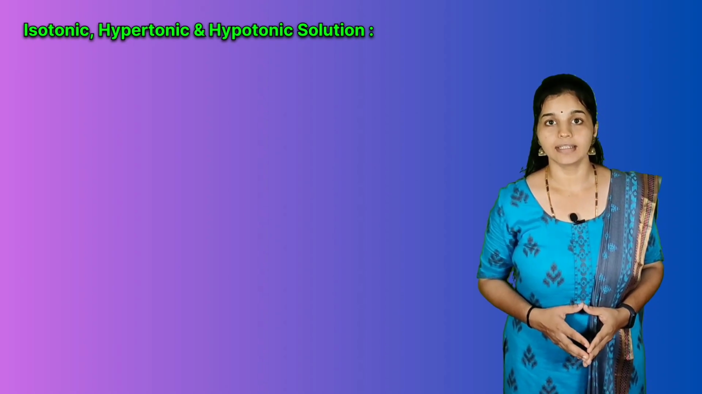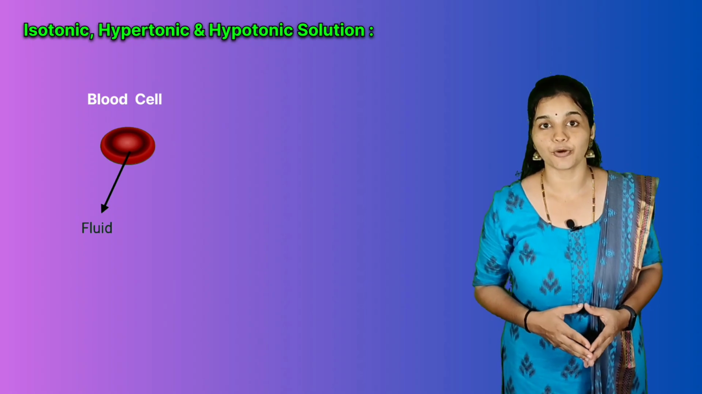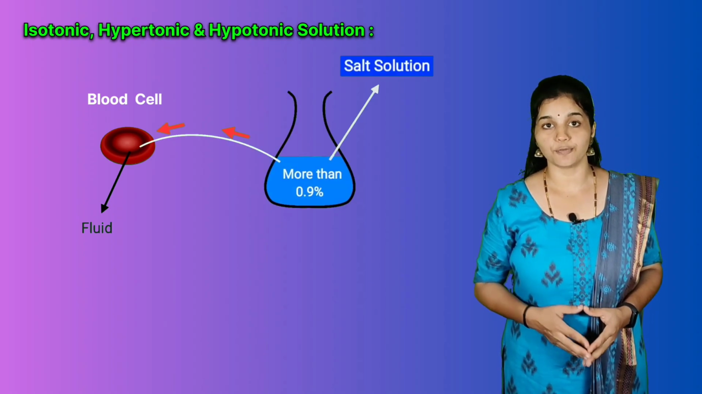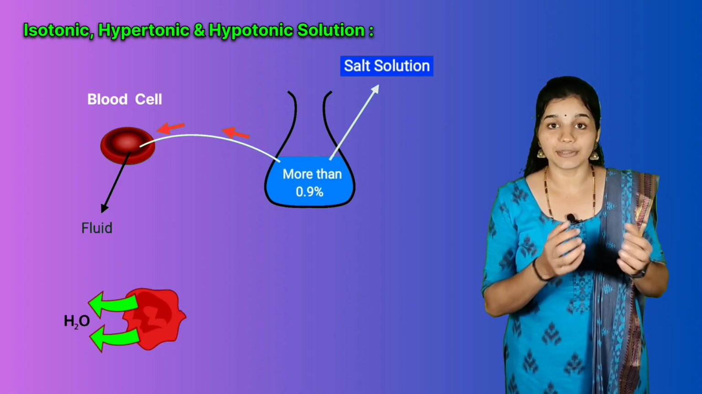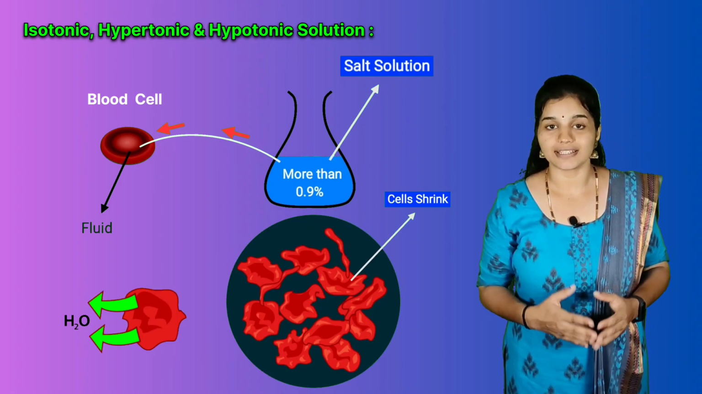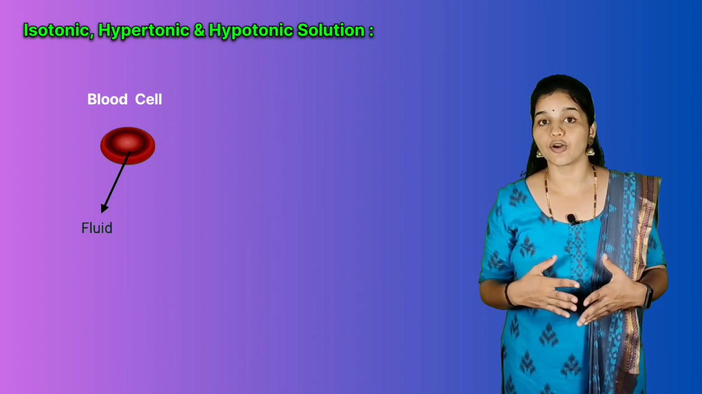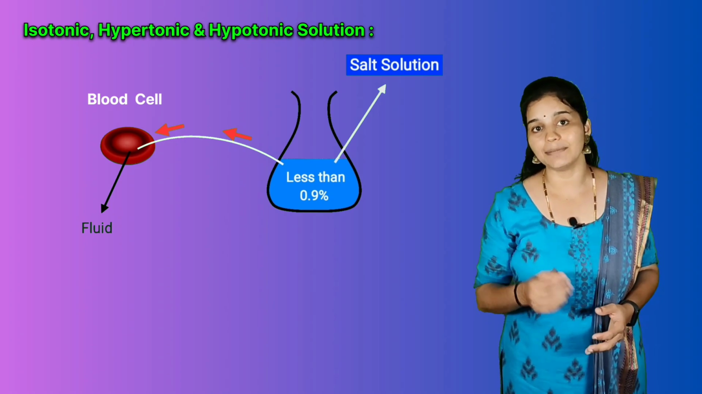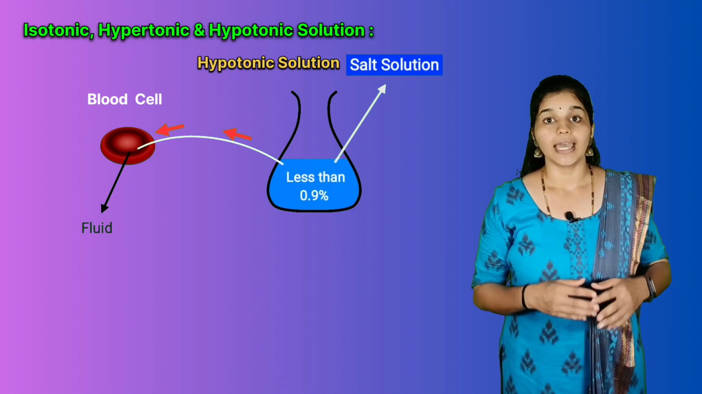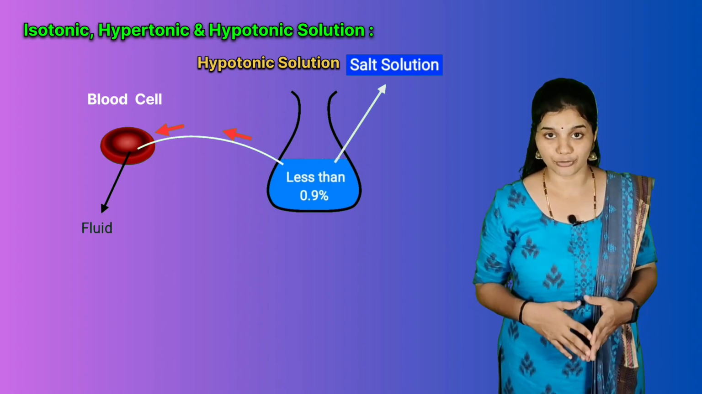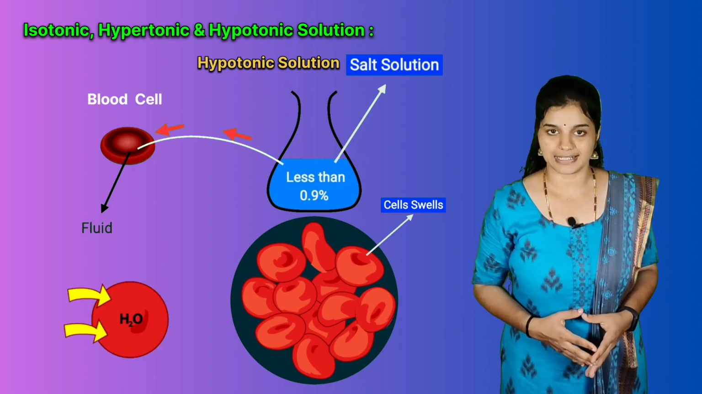On the other hand, if we place the cells in a solution containing more than 0.9% mass by volume sodium chloride, water will flow out of the cells and they would shrink. Such a solution is called a hypertonic solution. If the salt concentration is less than 0.9% mass by volume, the solution is said to be hypotonic. If cells are placed in this solution, they would swell because water will flow into the cells.